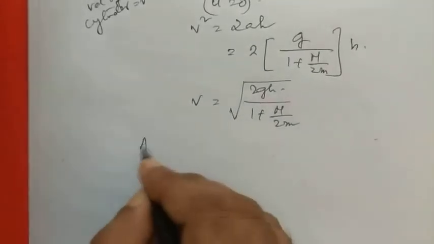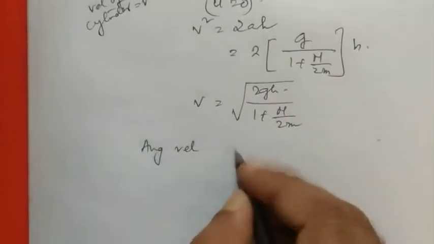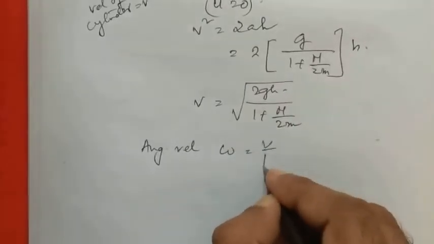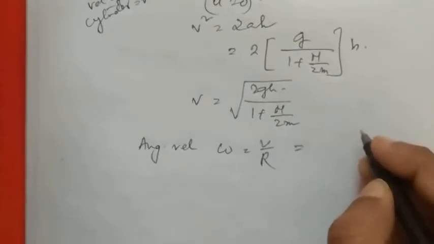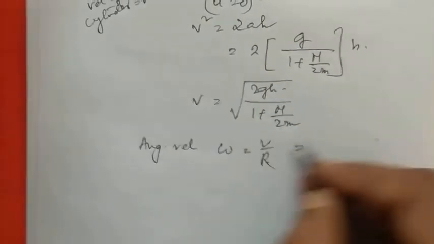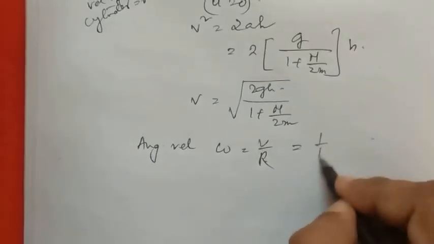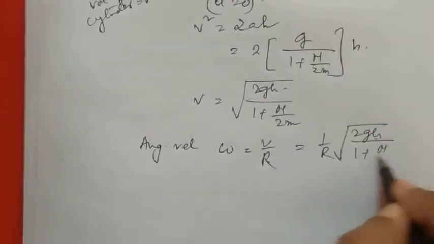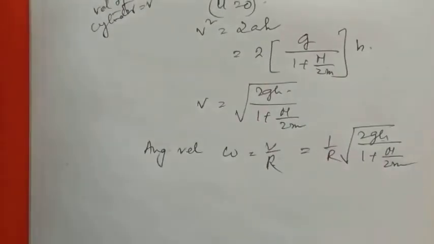Now the angular velocity we can find out as omega is equal to v by r, the angular velocity of the cylinder. So the radius of the cylinder is capital R. So omega is 1 by r times the square root of 2gh by 1 plus m by 2m.